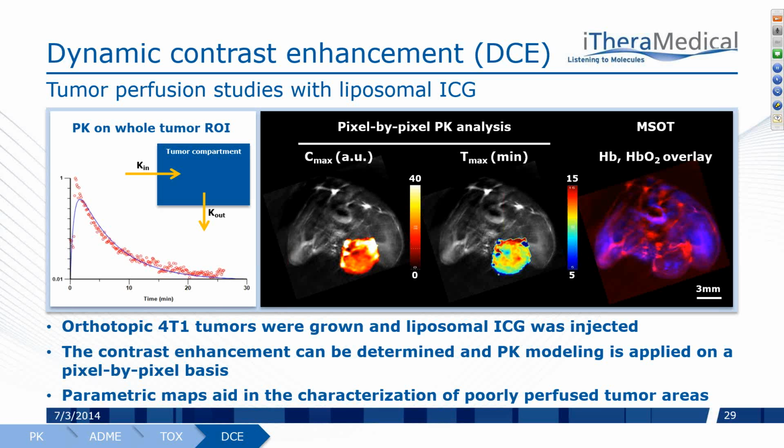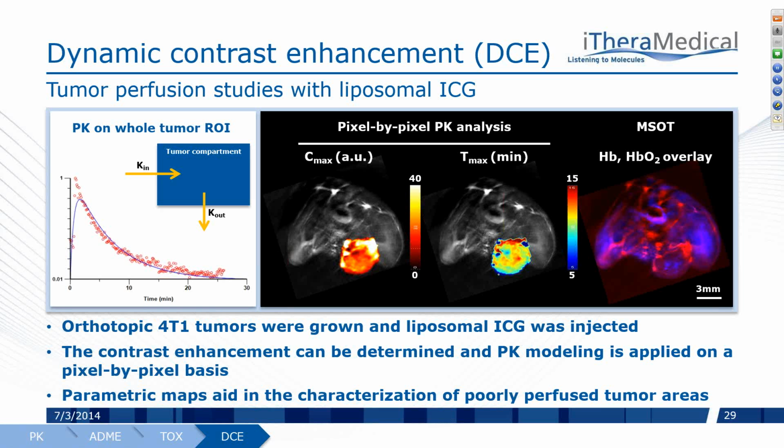So we can calculate how fast the ICG is coming in and how fast it's leaving. We can do this on a per pixel basis and create those parametric images that I show on the right. On the left, we see a parametric image of the maximum concentration. So we can see that the maximum concentrations are actually achieved in the periphery of the tumor.